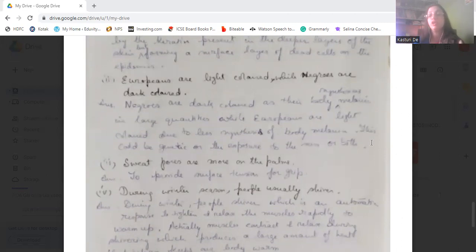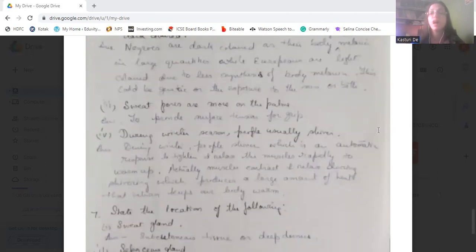This could be due to genetic conditions or exposure to the sun, or both, because Negroes are more exposed to the sun than Europeans, due to the position of their country. Therefore Negroes have more synthesis of melanin, whereas in Europeans the synthesis of melanin is less. That's why their body color is light, and Negroes are dark colored. Then sweat pores are more on the palms to provide surface tension for the grip.